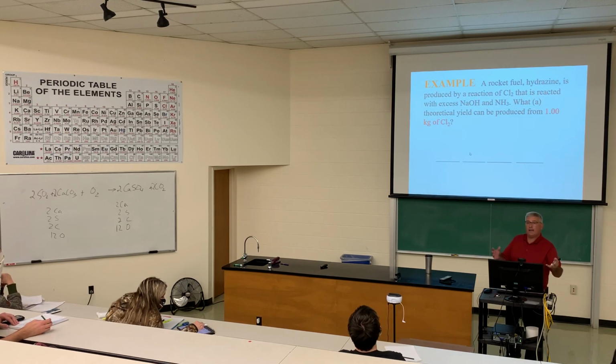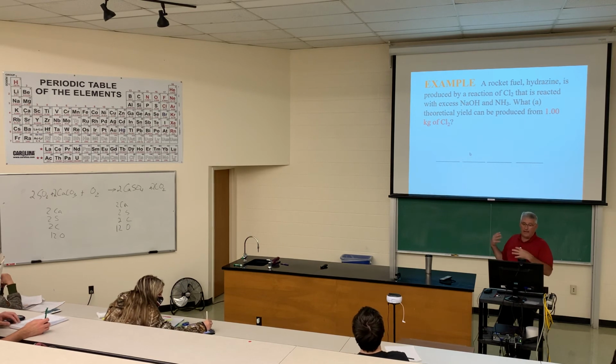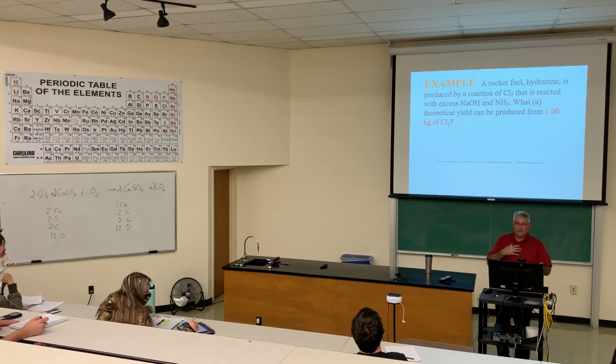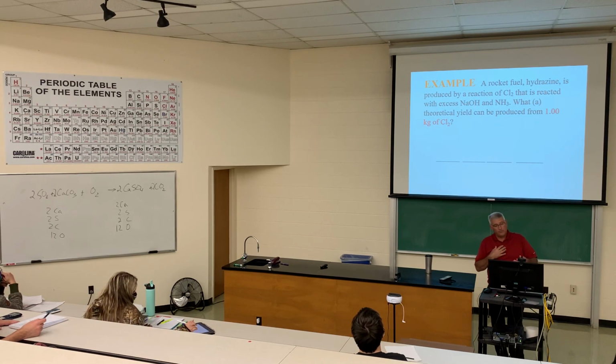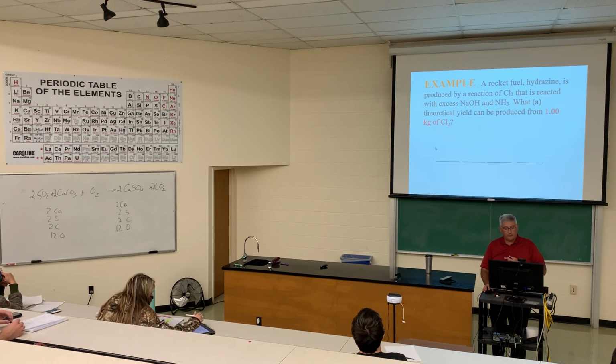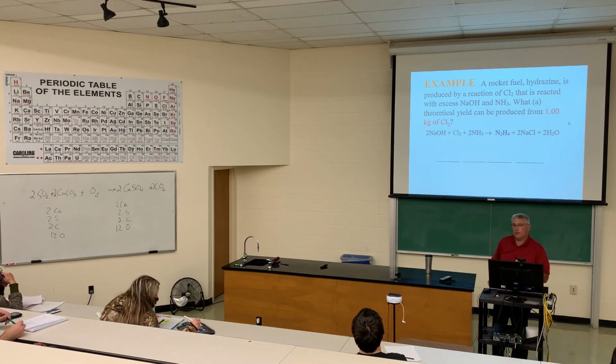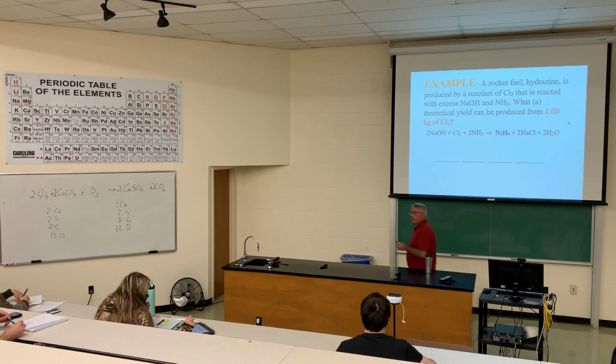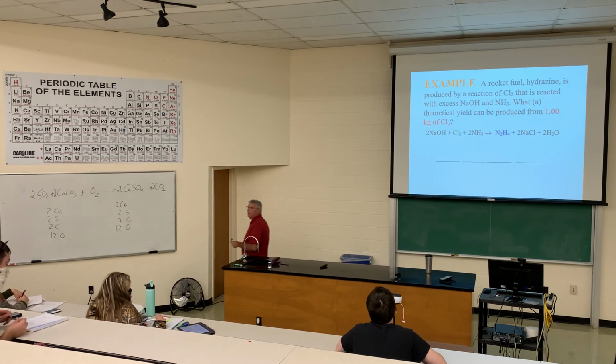Here is a problem where we're going to calculate a theoretical yield. It says a rocket fuel, hydrazine, is produced by a reaction of Cl2 that is reacted with an excess of sodium hydroxide and ammonia. What theoretical yield can be produced from 1 kilogram of Cl2? I'm about out of time, so I'm going to give you the reaction and not have you try to write that. So there's the balanced reaction.